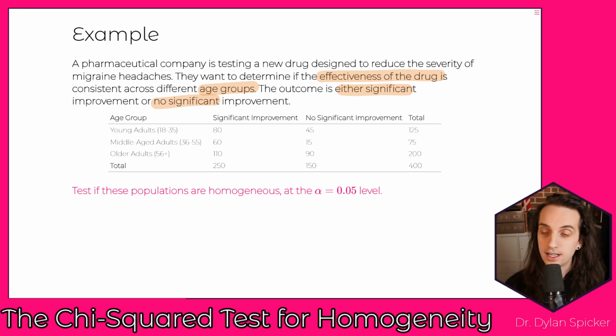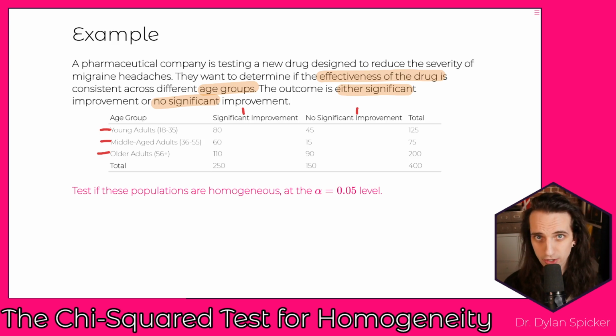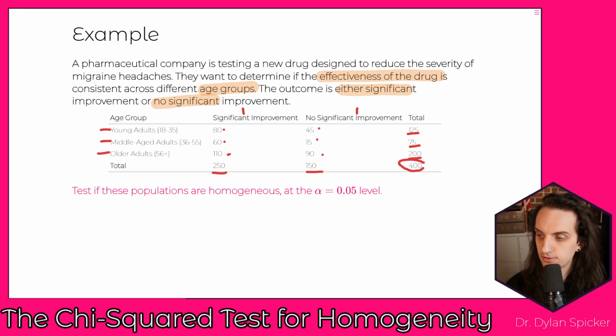Okay, and so we have our table written out here. Each of these rows corresponds to one of our populations. Each of these columns corresponds to the individual trait. We can write this out in whatever way is convenient for us. What we find is that there are 125 young adults, 75 middle-aged adults, 200 older adults. Then 250 total people had a significant improvement, 150 people had no significant improvement. And then the individual joint observations are given throughout, for a total sample size of 400.